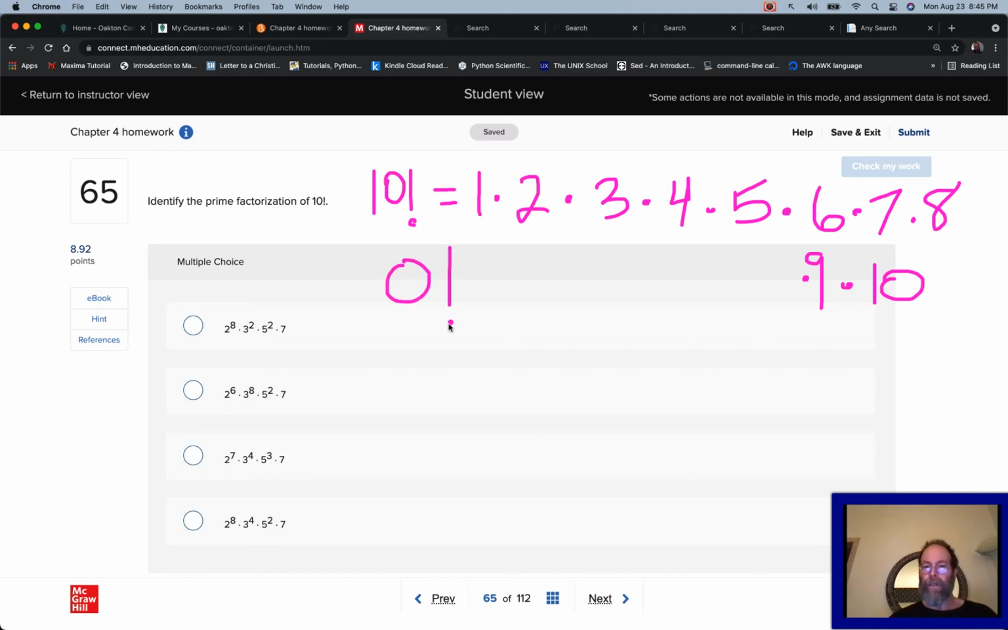0 factorial is equal to 1. That's the definition of 0 factorial. And 1 factorial is also equal to 1.